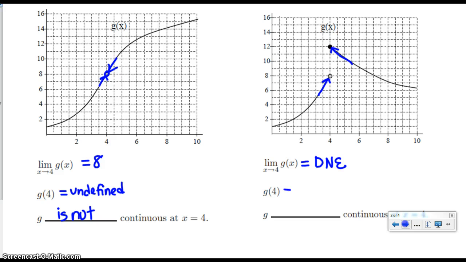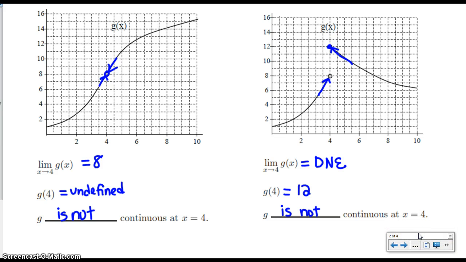The function value does exist. There is a closed point at 4, and it's right here at (4, 12). So the function value is 12. However, again, the limit and the function value are not equal to each other, so we would say g is not continuous at x equals 4. And again, we cannot trace this graph because of the jump without picking up our pencil.